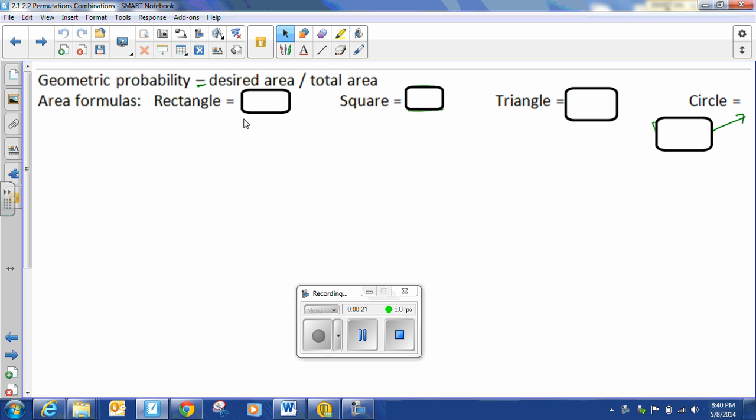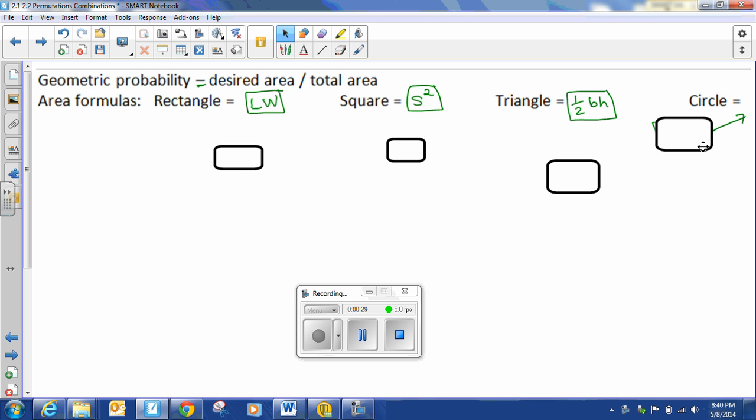So let's think back to our area formulas in geometry. Rectangle: length times width. Area of a square is side squared. Triangle is half base times height. And circle is pi r squared.